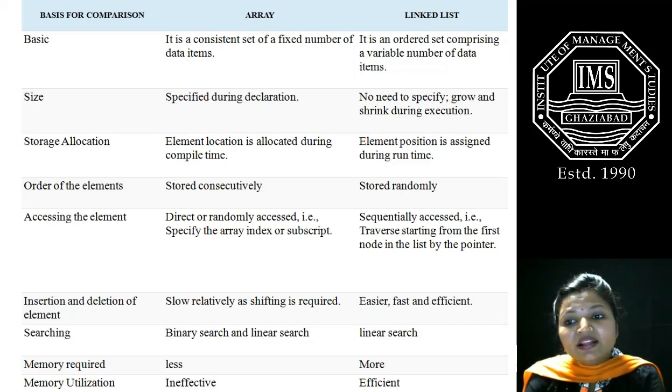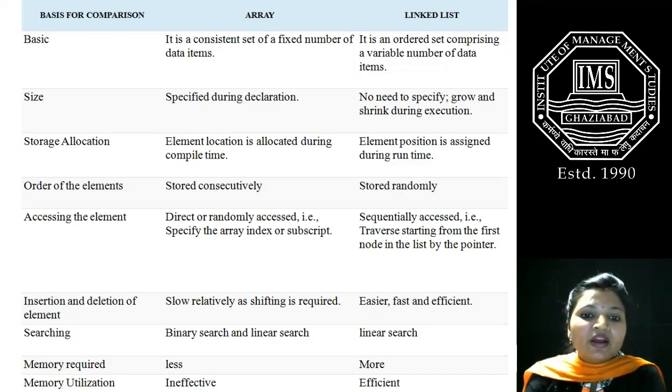Whereas in linked list, memory is allocated randomly. There is no fixed sequence that if we have 3 elements, the first element will get 1000, then 1002, 1004. This is not the case. Wherever we get free memory, the memory will get allocated to the node.